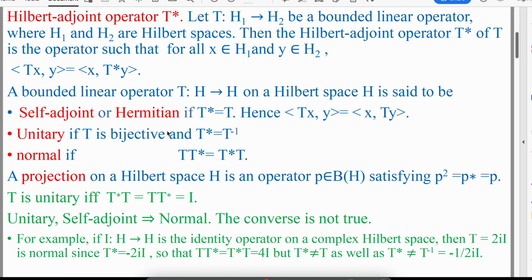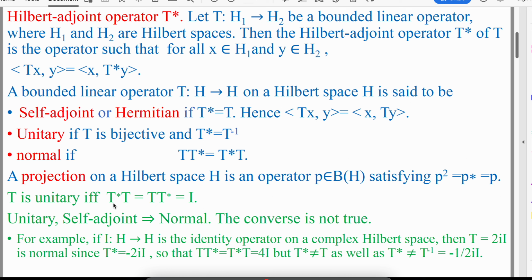So from the definition of unitary, we see that T is bijective and T star equals T inverse. So it means T is unitary if and only if T star T equals T T star equals I. Here I is the identity operator. So it means self-adjoint operators and unitary operators are also normal operators. However, the converse is not true. If the operator is a normal operator, then it may not be a unitary operator or a self-adjoint operator.